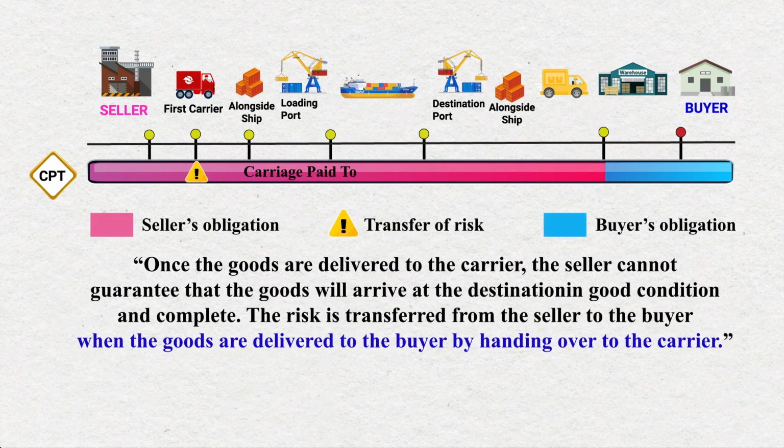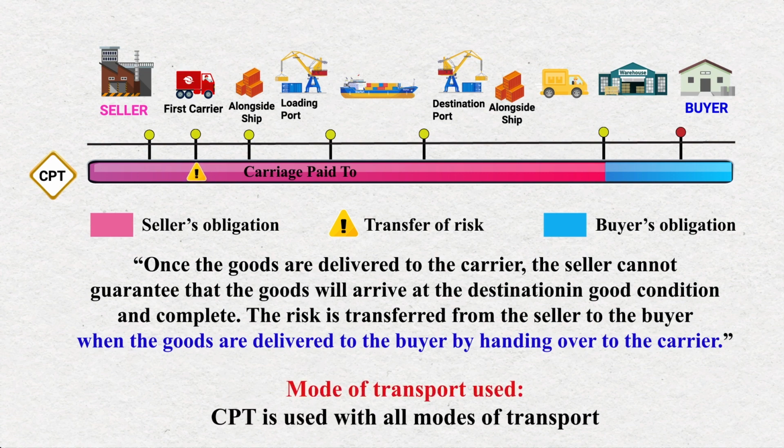Once the goods are delivered to the carrier, the seller cannot guarantee that the goods will arrive at the destination in good condition and complete. The risk is transferred from the seller to the buyer when the goods are delivered to the buyer by handing over to the carrier. CPT is used with all modes of transport.